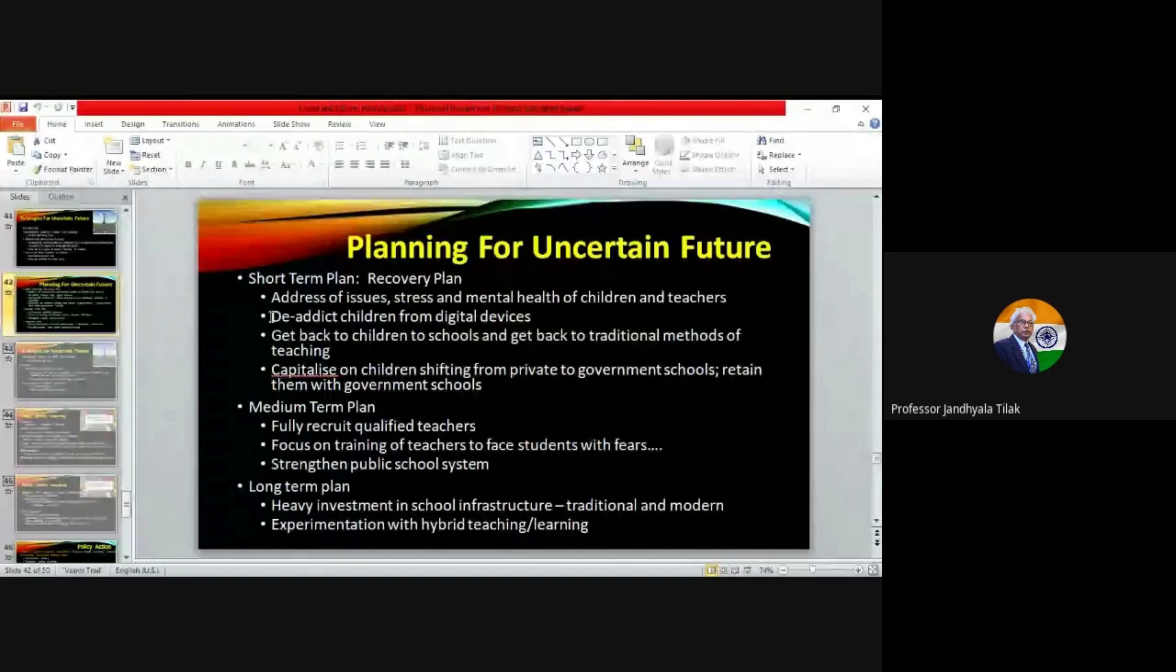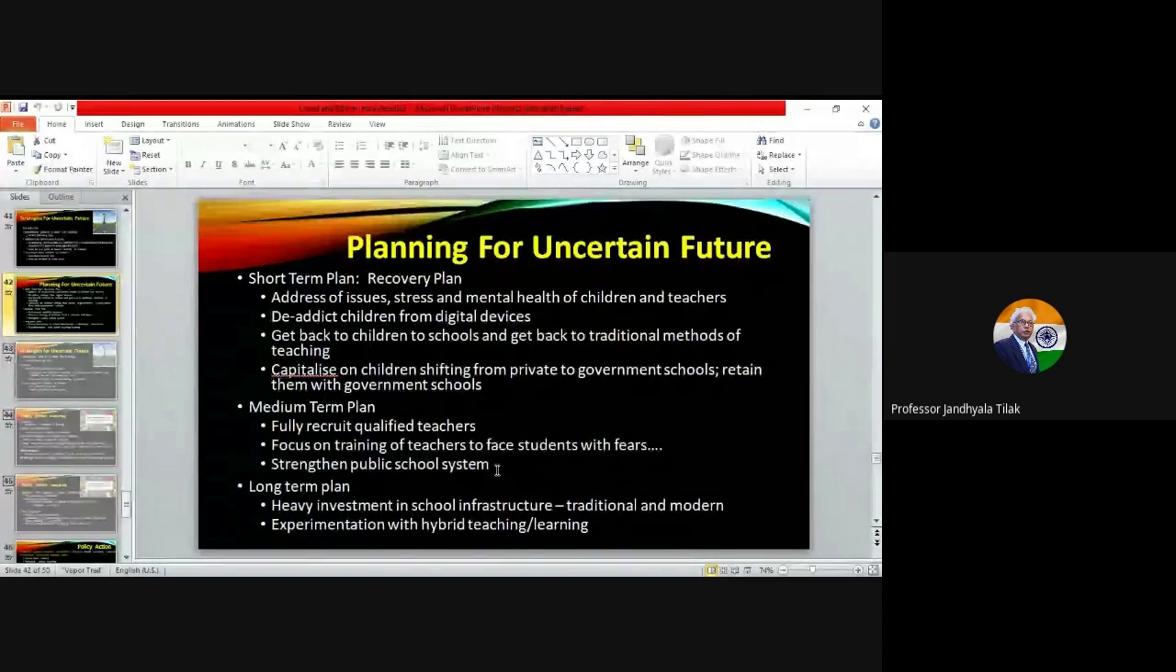In the medium term, we have a serious shortage of teachers everywhere in the entire country. At this stage, since you have a double task nowadays, you have to recruit qualified teachers in full numbers. And at the same time, you focus on the training of those teachers to face the students who are really having different kinds of problems, with mental fears and also physical inabilities to cope with the kind of curriculum, with the kind of extra syllabus, etc. And I think it's time to strengthen the public school system in a big way.